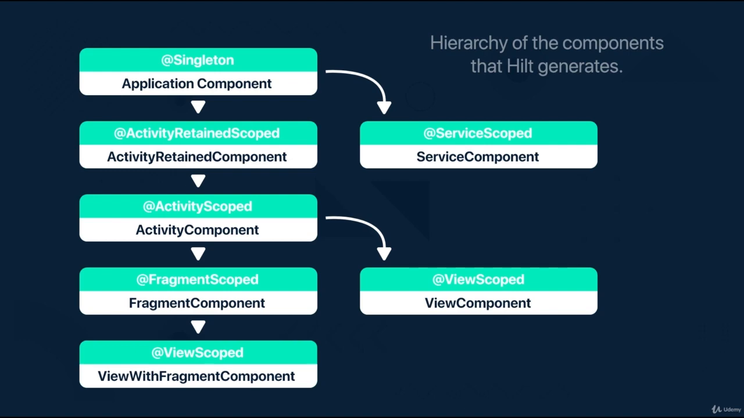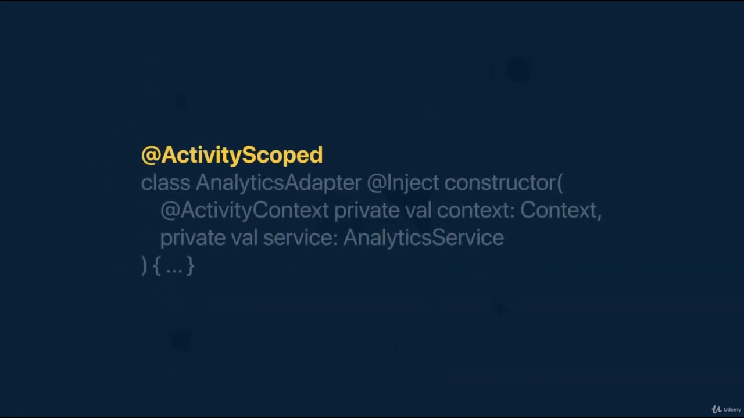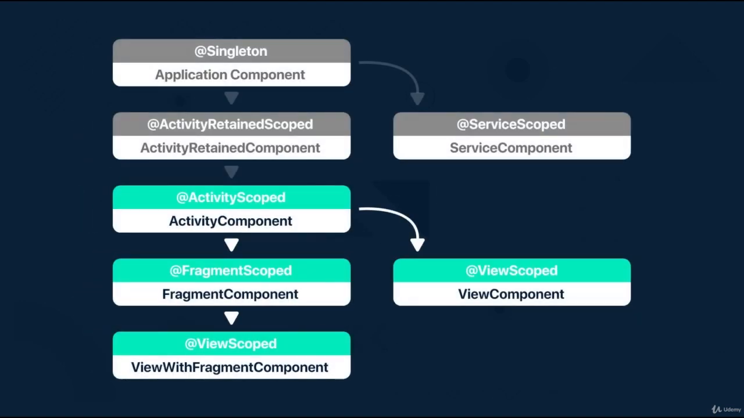So it is important because in our previous case we annotated our analytics adapter with activity scoped, and that means that exact binding is available only in the layers below activity component in this hierarchy. For example, our analytics adapter is available in activity component, fragment component, view component, and view with fragment component, but it is not available in activity retained component, service component, or application component, because those components are at the top of the hierarchy and the activity component is below those three.